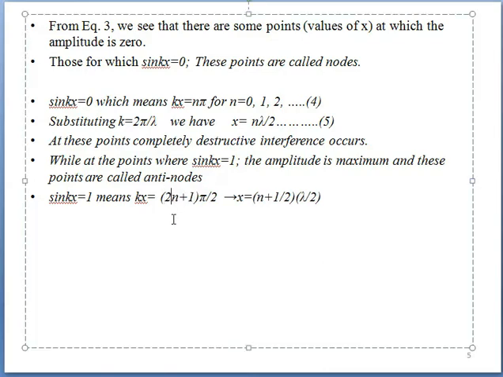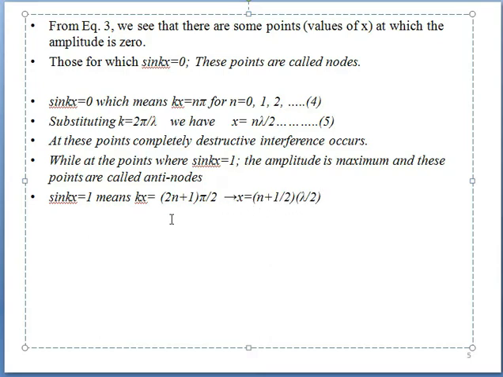Okay, make it (2n plus 1) pi by 2. This will now be an odd number, and for n is equal to 0 you have pi by 2. For n is equal to 1 you have 3 pi by 2. So now the relation is pi. So this will imply that x is equal to (n plus 1/2) into lambda by 2.